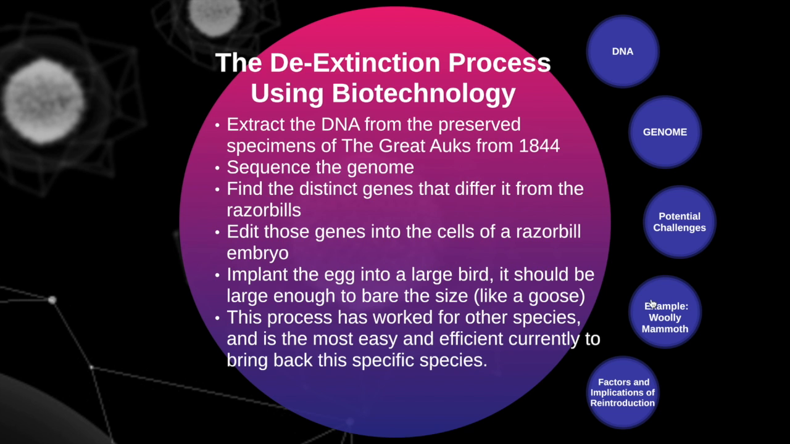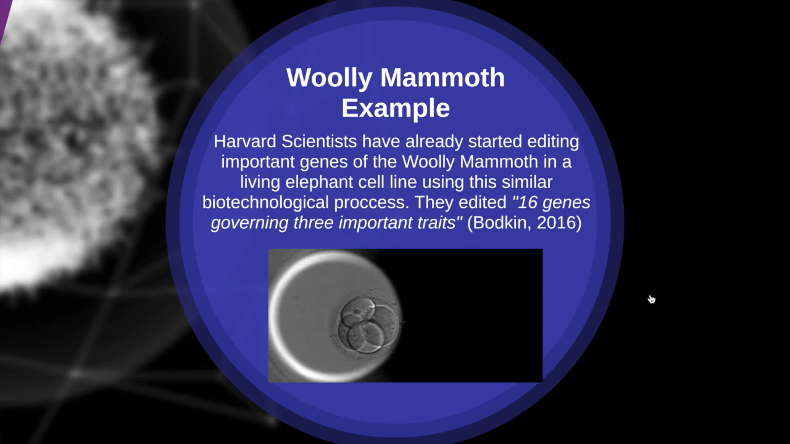So, for example, this process is already working for the woolly mammoth. Harvard scientists have already started editing important genes of the woolly mammoth in a living elephant cell line using this similar biotechnological process. They edited 16 genes governing 3 important traits, and probably for the great auks, there are 2 important traits that we're going to have to edit into the razorbill embryo, which is their flightlessness and their size.